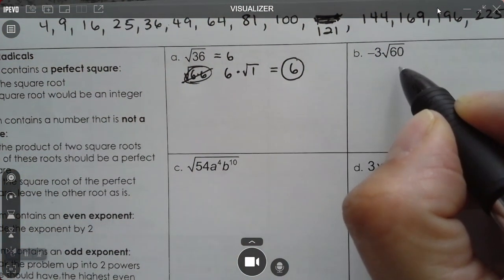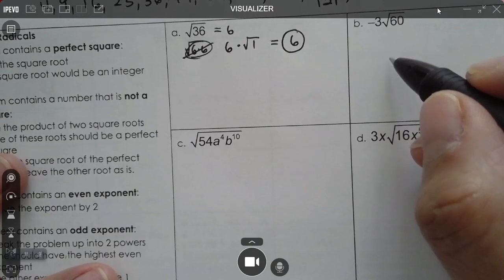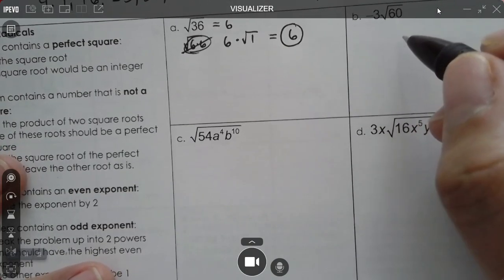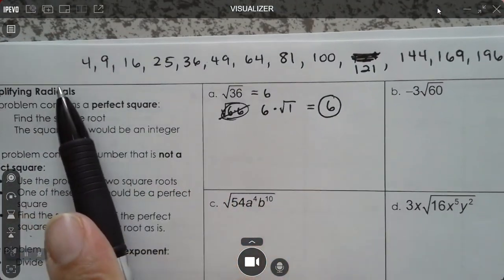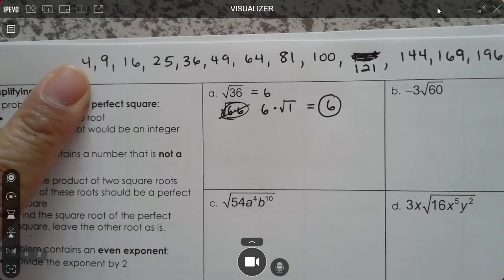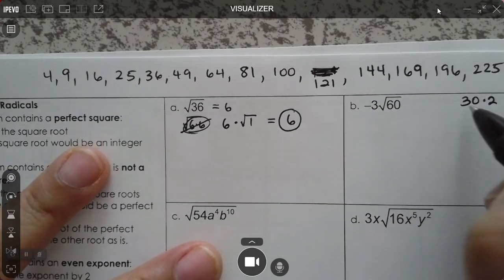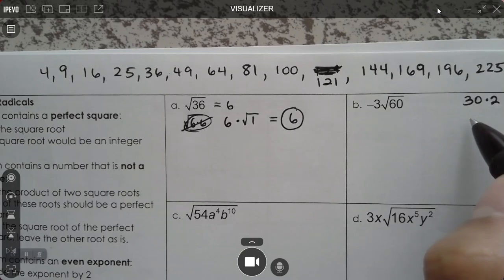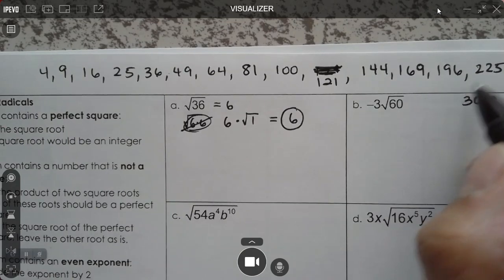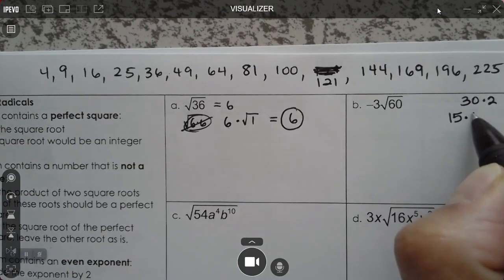Is 60 a perfect square? No. So we need to find what perfect square lurks inside of 60. So obviously it's going to be a number less than 60. Are we clear? 60 divided by 2 is what? 30? It's not good. What's 30? 3 times 10, 15 times 2. 15 times 2 will lead us to the answer faster. All right, and we already have that too, so there you go.